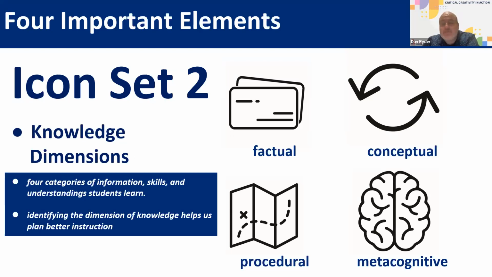And then finally, we have a brain. I love this brain icon. I use it all the time. And this is about metacognitive knowledge, and it's about awareness of how we think about thinking, such as knowing our learning styles and modalities, or how to best organize information so we might access it. So these four categories help us manage that type of information, skills, and understandings that our students are learning in our classroom.